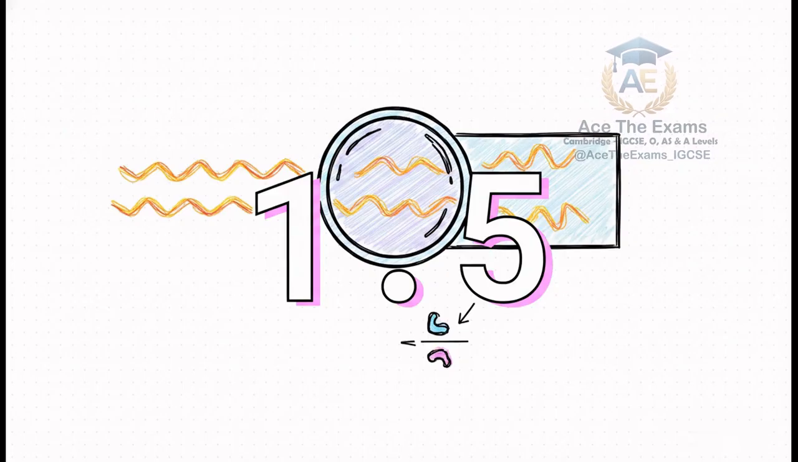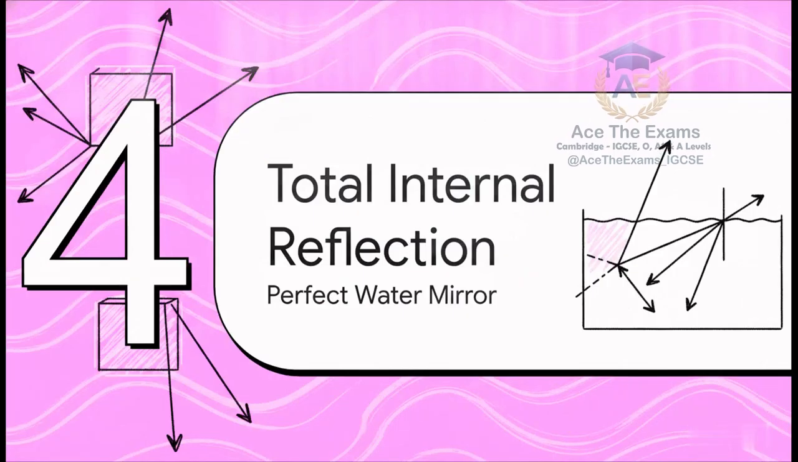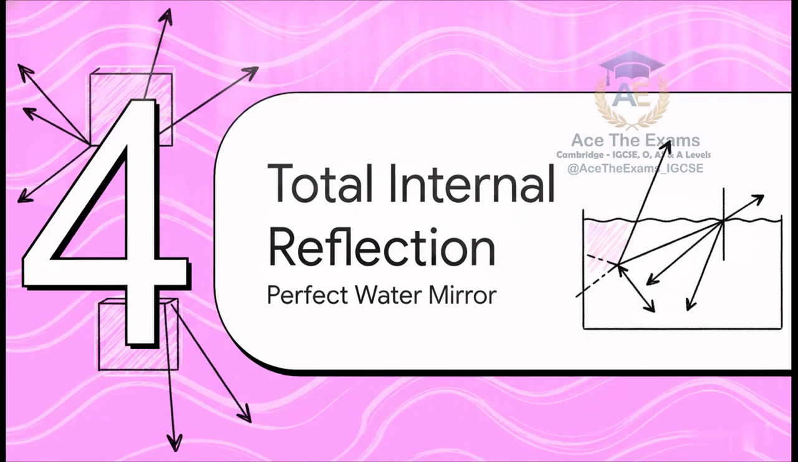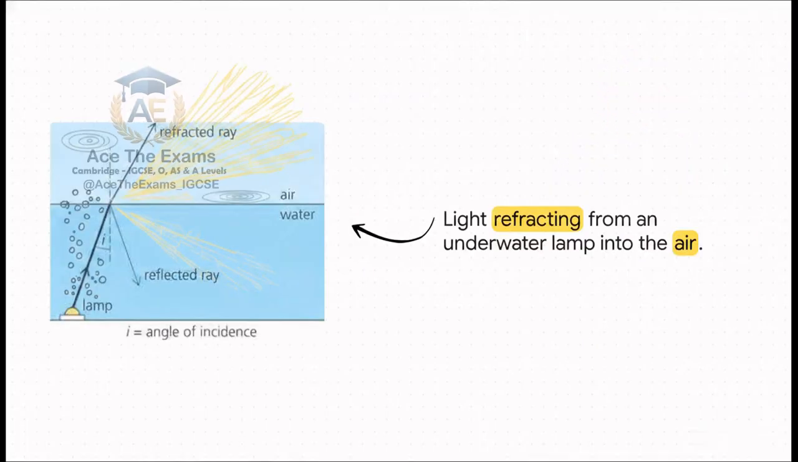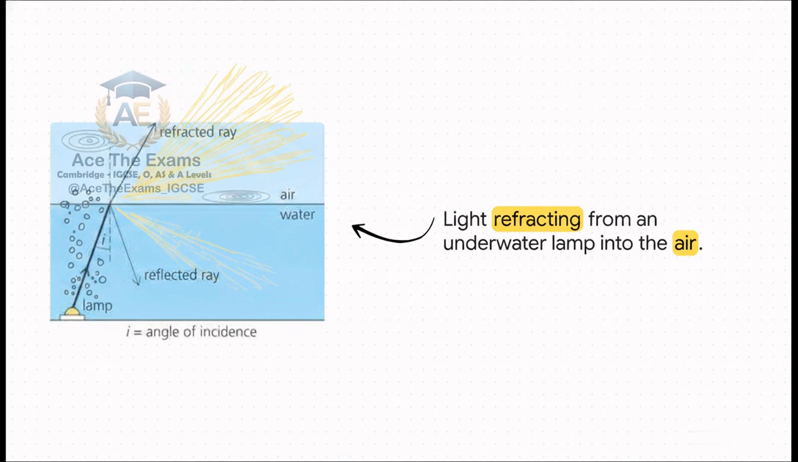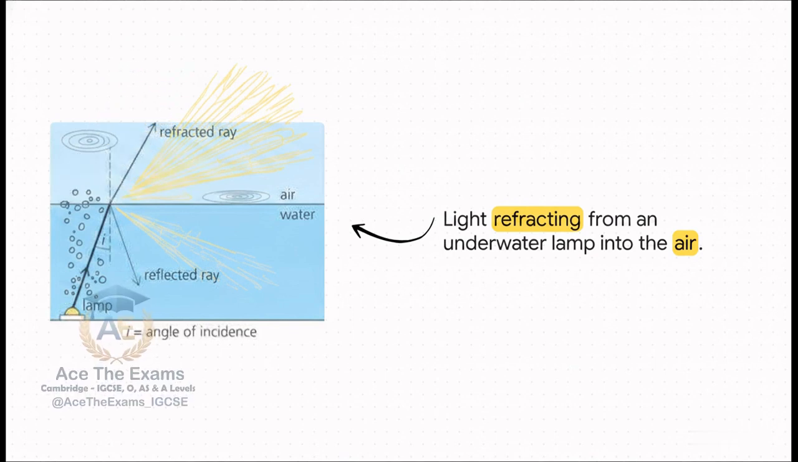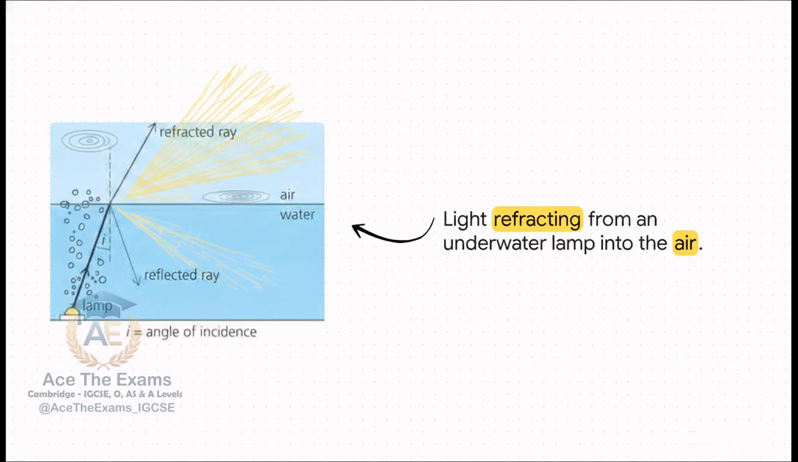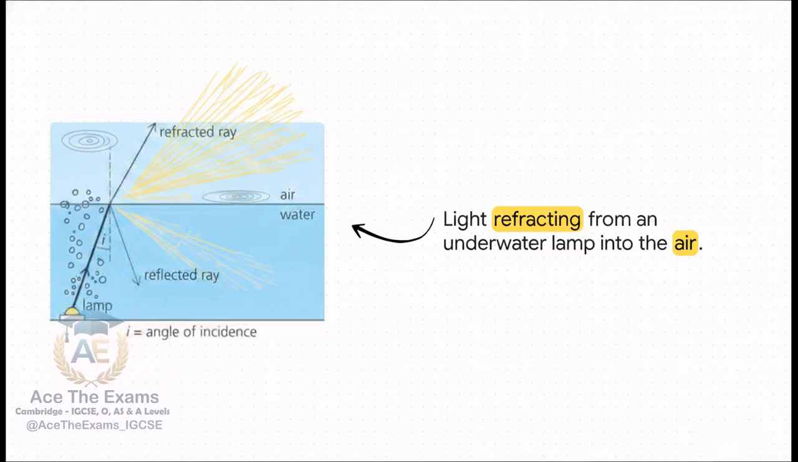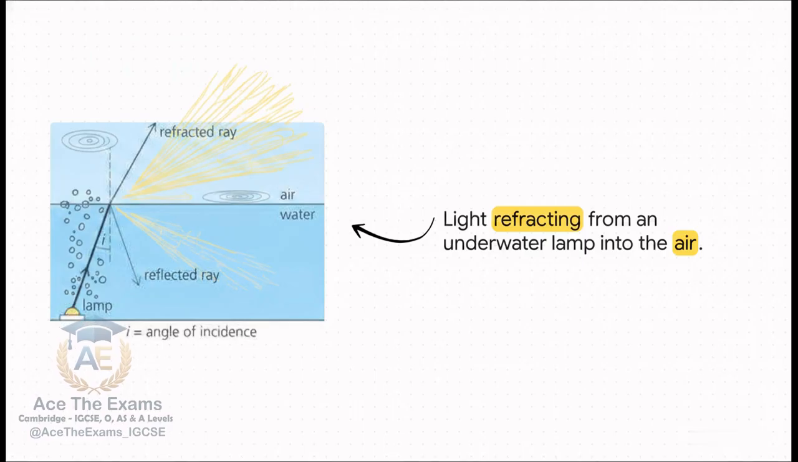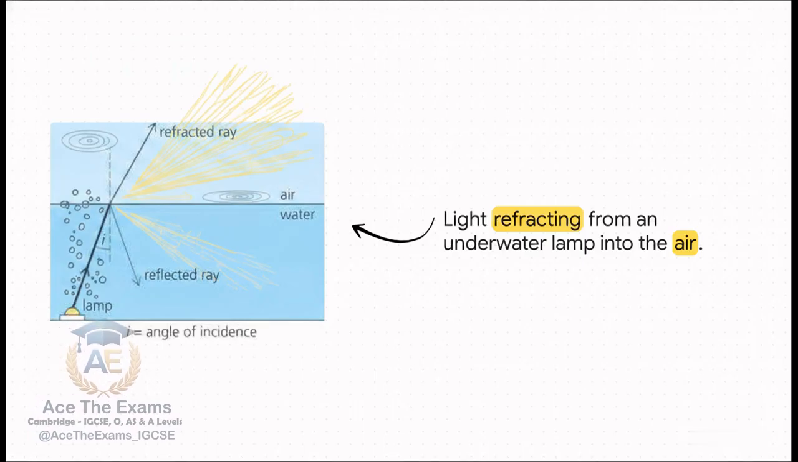Let's keep going. Section 4, Total Internal Reflection, the water mirror. Imagine a lamp sitting at the bottom of a pool. A light ray travels up through the water and hits the surface. Most of the ray bends, or refracts, away from the normal as it speeds up, entering the air. Notice that a very weak reflection also bounces back down into the water. This is pretty standard behavior.